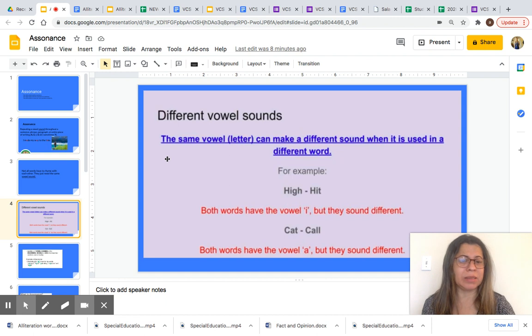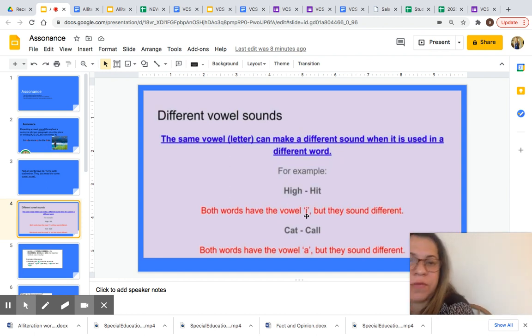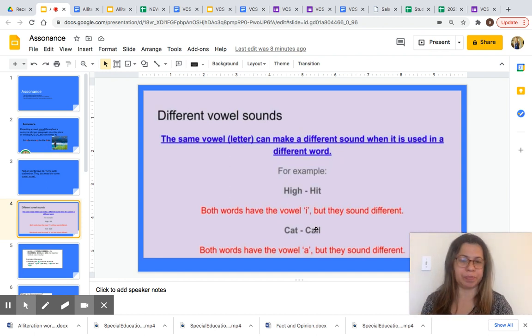Sometimes the same vowel can have a different sound. So the same vowel letter can make a different sound when it is used in a different word. For example, high and hit. Both words have the vowel I, but they sound different. Another example, cat and call. Both words have the vowel A, but they sound different.